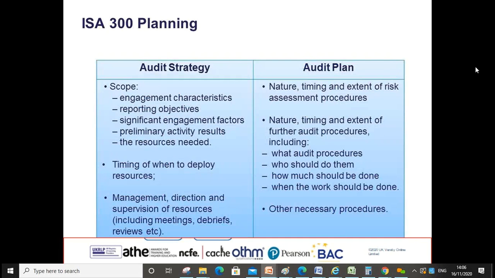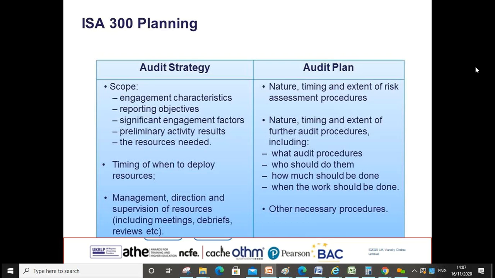Okay. ISA 300. You need to have the audit strategy, yes. Engagement factors, scope, reporting objectives, significant engagement factors. Timing, yes, when you will deploy the resources, management direction, supervision, all. Audit plan. You need to look at the time, you need to look at the risk assessment. You plan everything, yes. Material statements, departments, time, cost, everything you need to have well planned. Any question there?